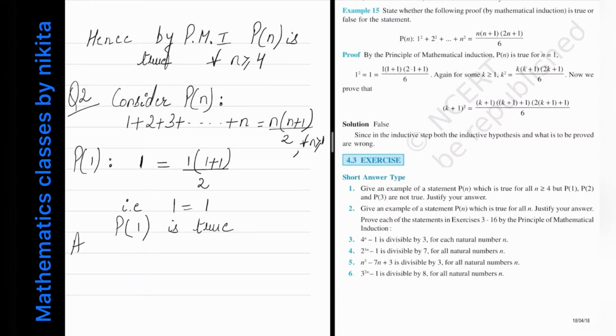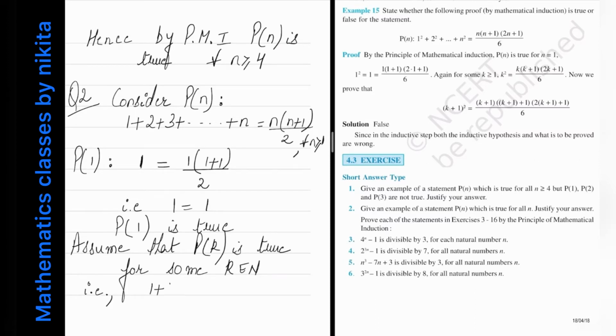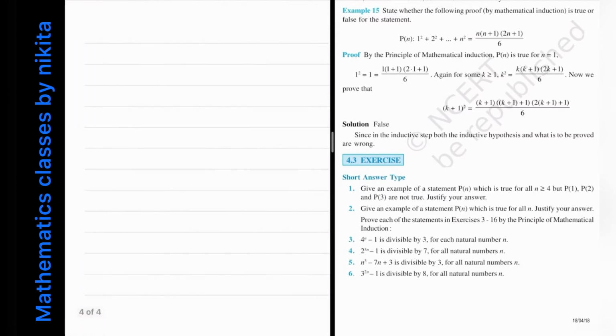Now assume that p of k is true for some k belonging to n. Okay, that is, so ये क्या बन जाएगा आपका? ये बन जाएगा that 1 plus 2 plus 3 up to k is equal to k into k plus 1 divided by 2. This is your p of k, and we are assuming that this is true, and we have to show that p of k plus 1 is true.